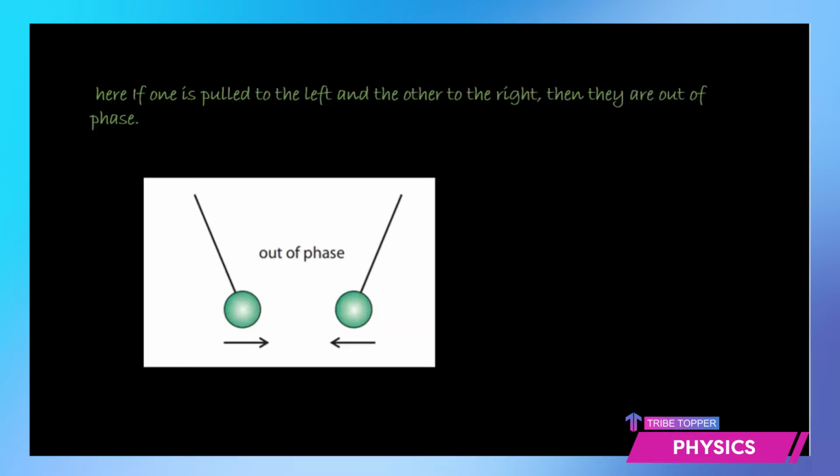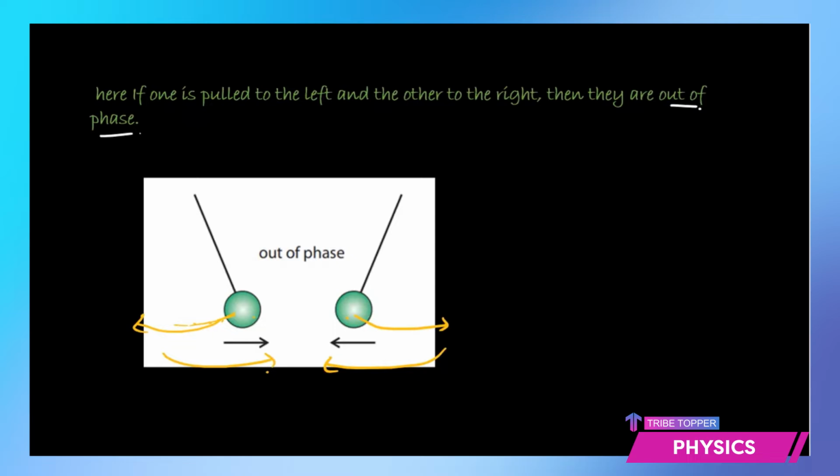But if you look at this figure where we have pulled one bob to the left extreme and the other bob to the right extreme, and then you release. This is pulled to the right and released, this is pulled to the left and released. When this goes to the left, this bob goes to the right. When this bob comes back to the left, this goes to the right. So at each moment of time they are heading opposite to each other. So we would say here that these oscillations are out of phase.